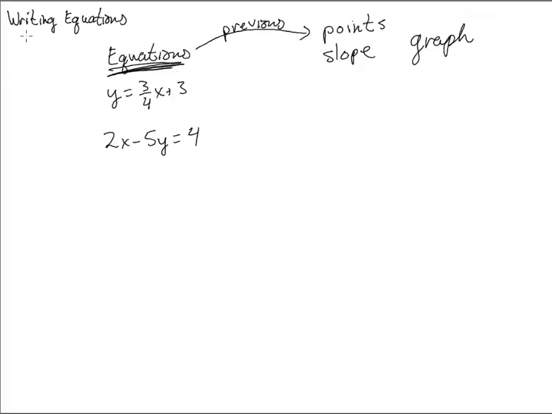Now, writing equations, we are going to take this information, maybe even that information, and go backwards. Since with an equation we can do anything, we can find points, we can do anything. We are now going to say, what if we have just one point or just a slope? Can we go backwards and do it? So that's what we're talking about today, going backwards and being able to find the equation and how this works.